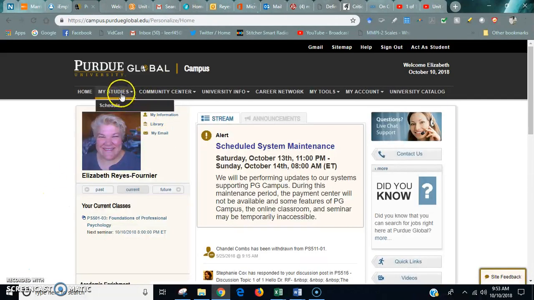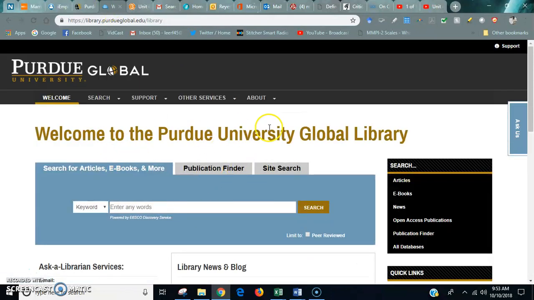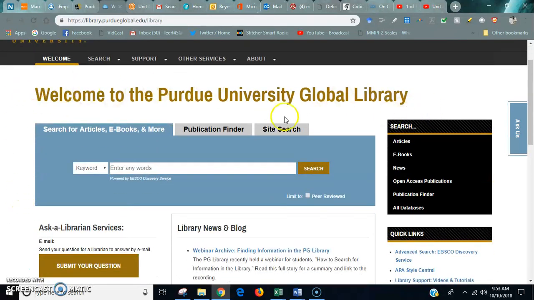Okay, so, library. Let's go back. See if you see that under my studies, you see library. Click on that. And here you have the Purdue University Global Library, where you will put your keywords. Note how it says keywords. You could also find articles by author or title if you already know what it is.